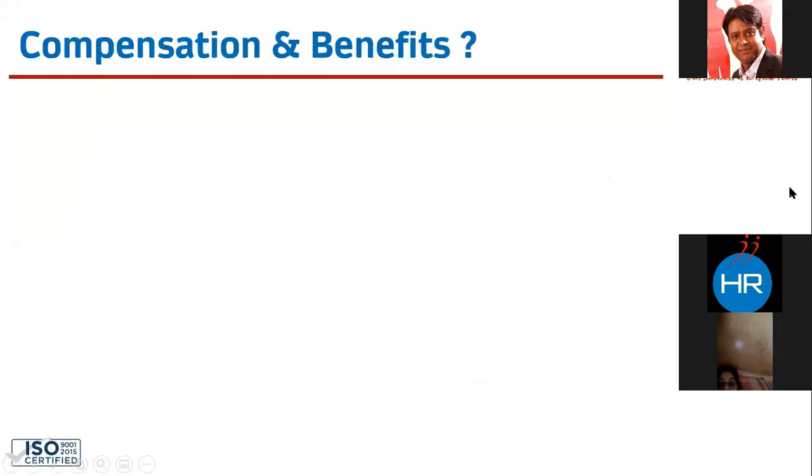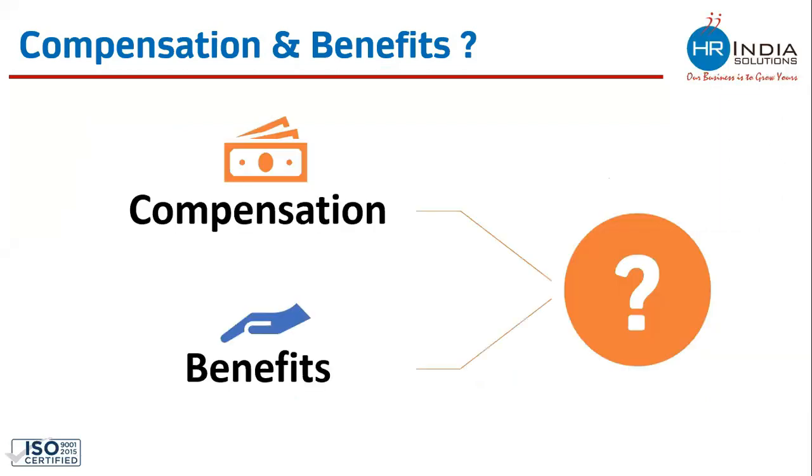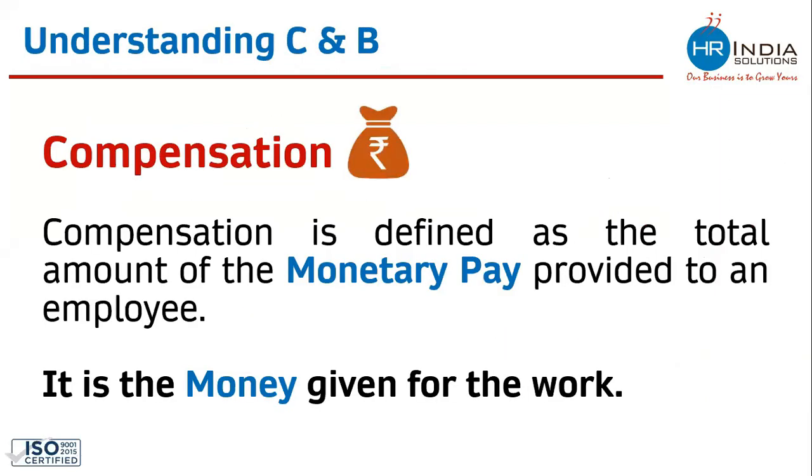So let's understand what compensation and benefits are. What is compensation and benefits? Compensation is defined as the total amount of monetary pay provided to an employee. It is the money given for the work. Any payment which we make to our employee in the form of money is known as compensation. Whatever salary we are paying to an employee is compensation, because that is paid in the form of money. Whichever includes money in the payment is known as compensation. It is the money given for the work to the employee.